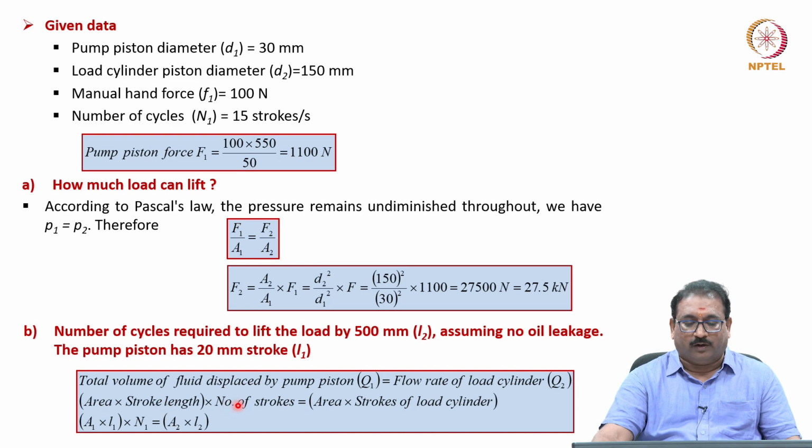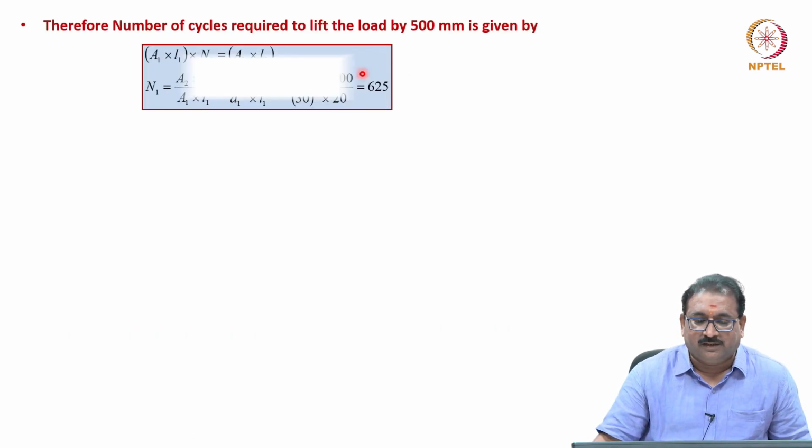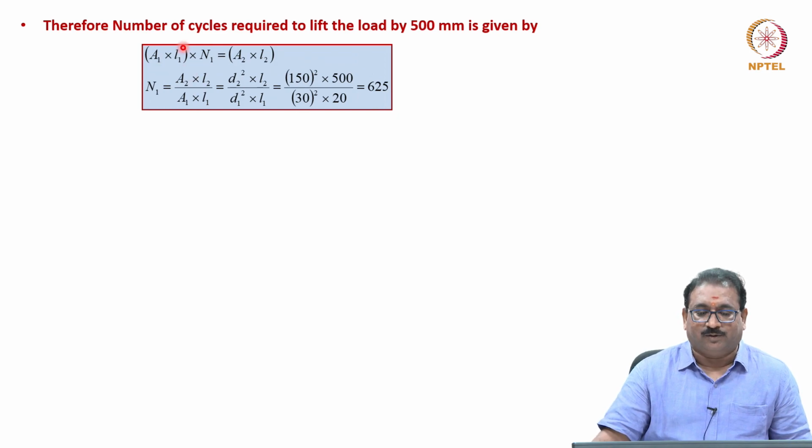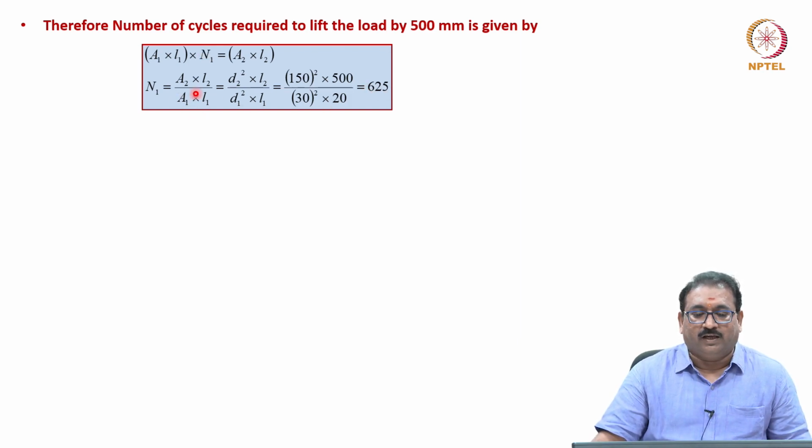Meaning, what is the total volume displaced by the piston pump? Area into stroke into number of strokes is equal to area into strokes of load cylinder. Here area is A1 into L1 multiplied by number of stroke N1 equal to A2, area of the load cylinder, multiplied by the stroke L2. If you do this, substituting all values, I want to find out N1. Meaning 625 strokes are required to lift the load by 500 mm by substituting the values.